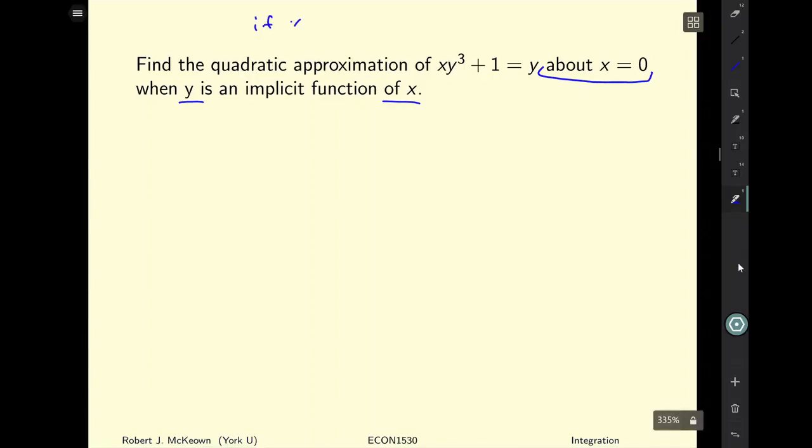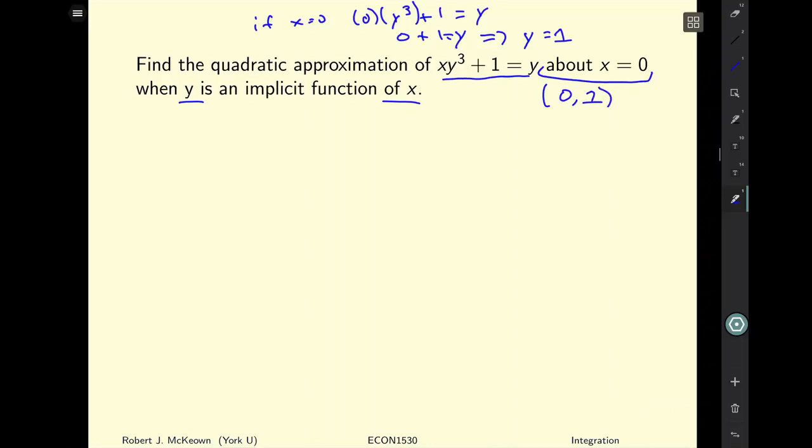Notice that if x is equal to 0, then this equation becomes 0 times y cubed plus 1 is equal to y, and we're left with y is equal to 1. So we're looking at evaluating this expression about x is equal to 0, or the coordinates (0, 1). Now let's write out the formula to follow for a quadratic approximation.